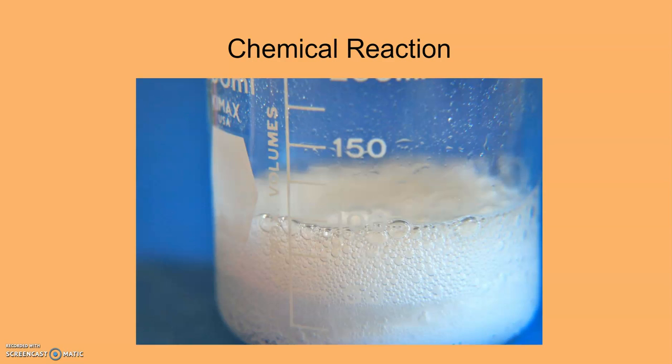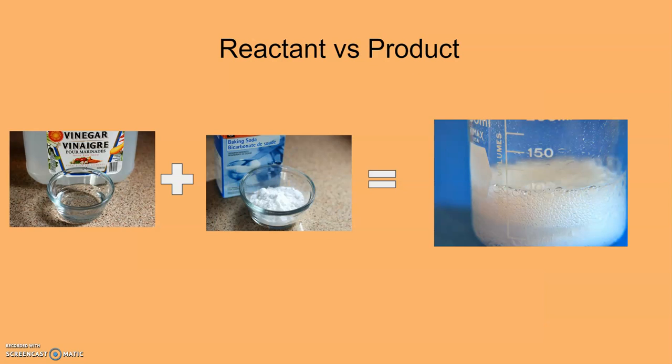In order for there to be a chemical reaction, there's several pieces of evidence that need to happen, which we'll talk about with one of the next vocab words. In a chemical reaction, there have to be reactants and there have to be products. These are commonly confused words as well.